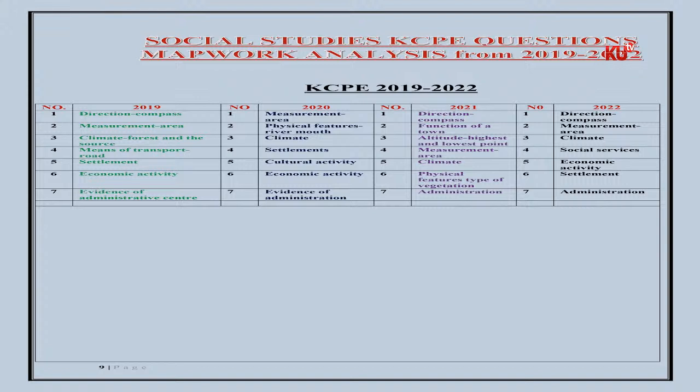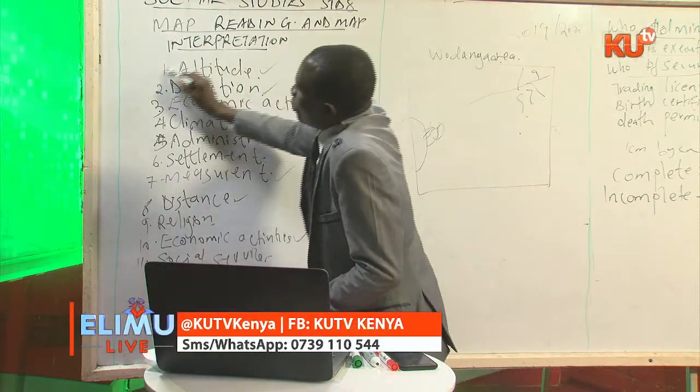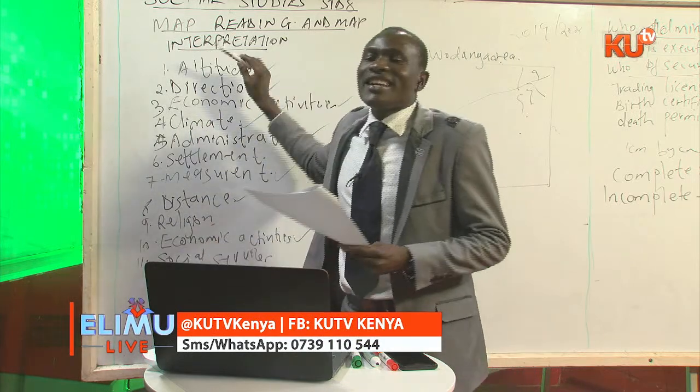It came in 2019, and we have already covered them here. 2020, you can see measurement, physical features, the river source, climate, settlement, cultural activity, economic activity, evidence. 2021, you can also see direction, function of a town, altitude, highest and lowest point, measurement, climate, physical features, type of vegetation, administration. 2022, we have direction, measurement, climate, social services, economic activity, settlement, and administration. From 2019 to 2022, it is revolving around what we have covered today.